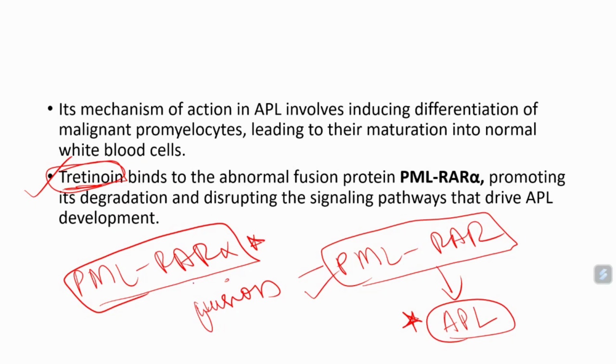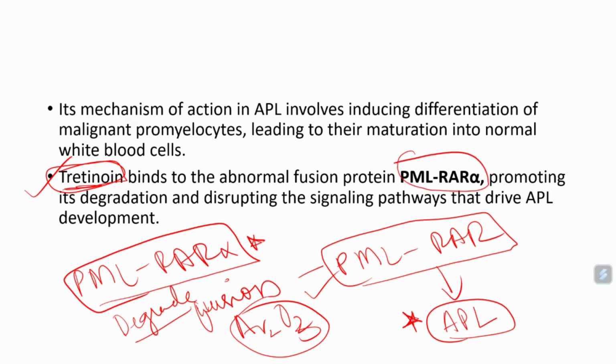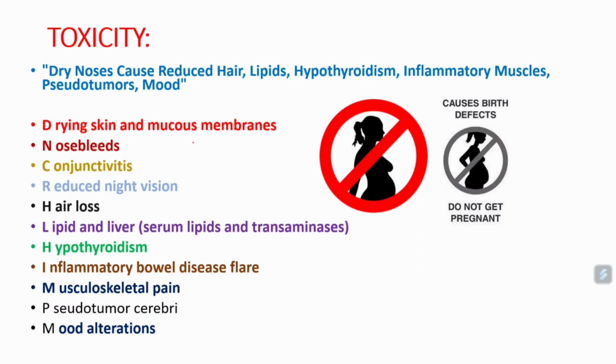So here, tretinoin will degrade these PML-RAR proteins, same like arsenic trioxide. Arsenic trioxide also has the same action. Arsenic trioxide degrades the fusion of PML-RAR alpha, and tretinoin also degrades the fusion of PML-RAR alpha, and through this degradation it is very helpful in APL, acute promyelocytic leukemia. This is an important mechanism for tretinoin. Okay, I think the mechanism is clear for you all.